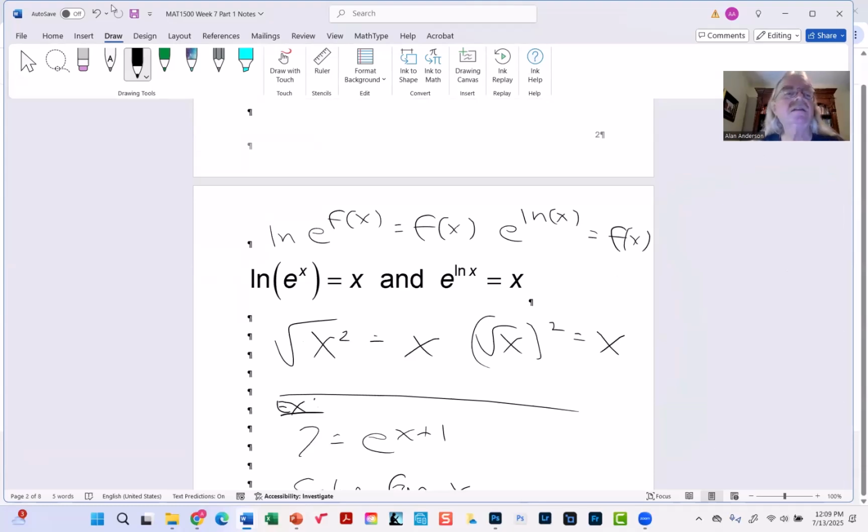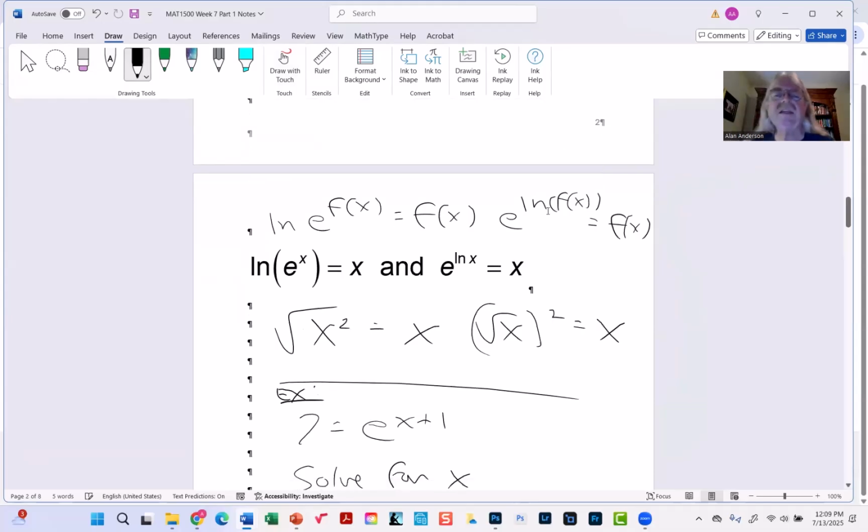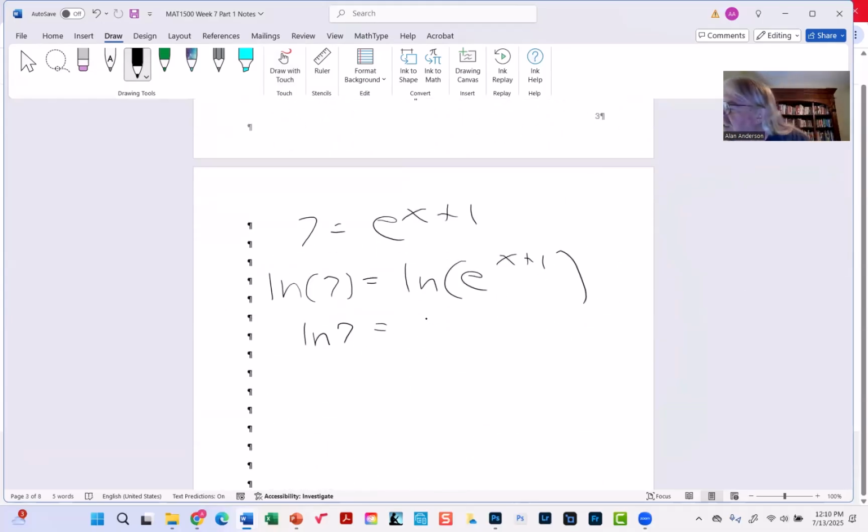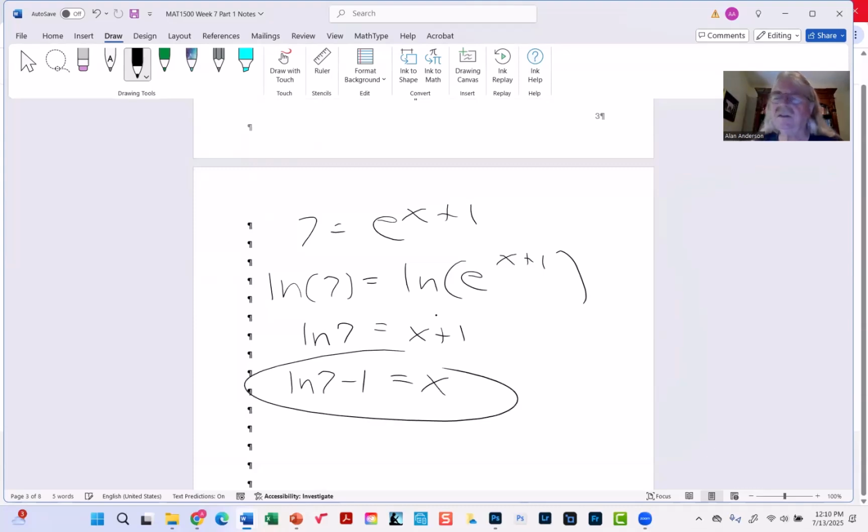Oh, actually, I should have written this. Sorry, this should have been log of f of x. Okay, so that being the case down here, you'll see that log 7 equals e to the x plus, just x plus 1. Again, think of the log and the e as canceling each other out, and therefore, and this is just a constant.